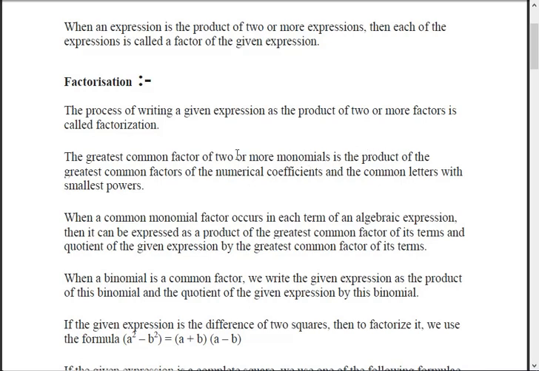So the greatest common factor of two or more monomials, say 2x and 4x, is a product of the greatest common factors of the numerical coefficients, meaning 2 and 4, right? And the common letters with the smallest powers. Common letters with the smallest powers means what? Common variables with the smallest powers.